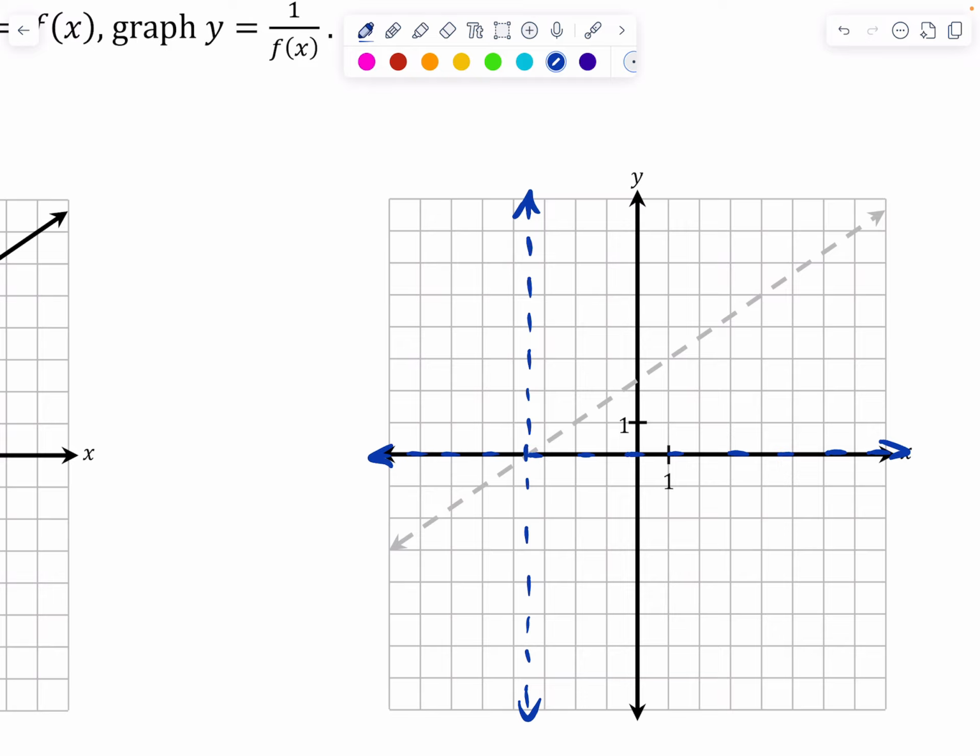Next thing, I check invariant points. There's a spot where y was 1. There was a spot where y was negative 1. So I'm going to fill those in. I've got dots. And then I need to form trends.